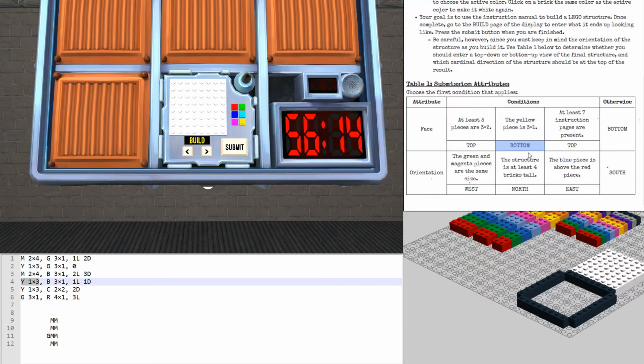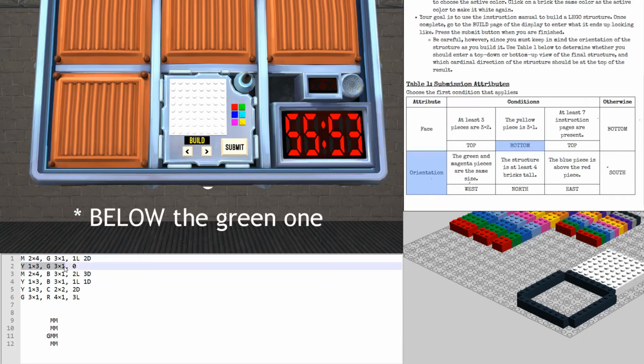So we're looking at it from the bottom, which means that we want the magenta to be visible, and the green, which is on top of it, is not visible because the magenta below it covers it. We will get to the orientation later, and I will explain in a second why. So we've placed the green one. Then we have a yellow one, which is on top of the green one.